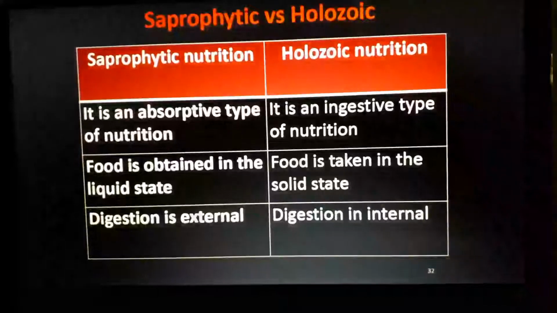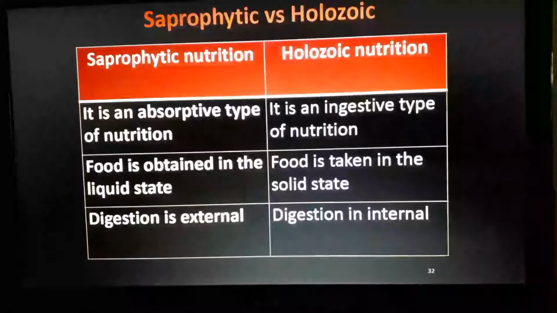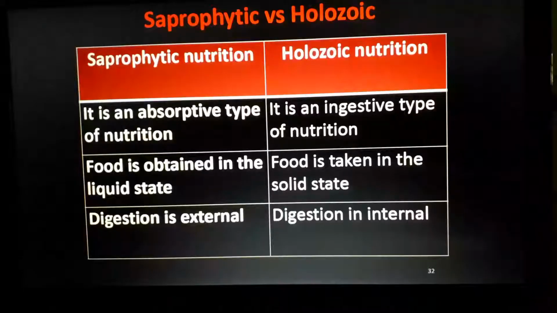This is the difference between saprophytic and holozoic nutrition. This you want to directly write in your biology notebook. Absorption. Okay, I will give it afterwards.